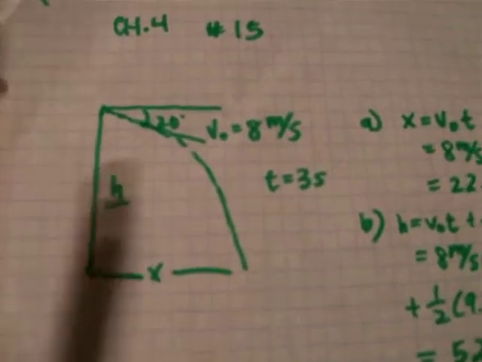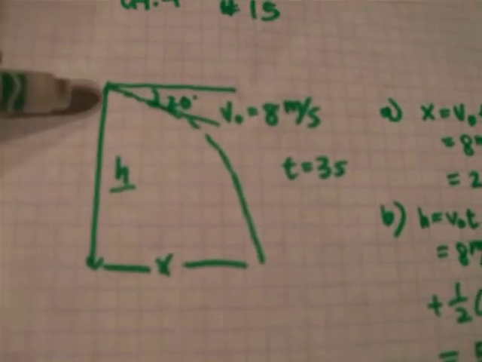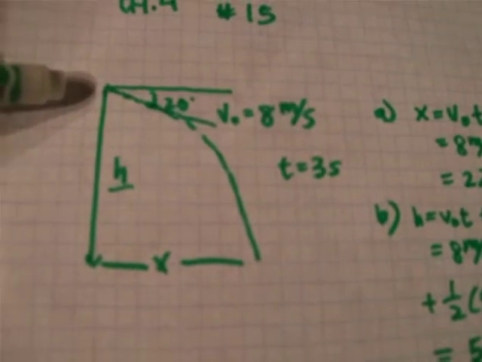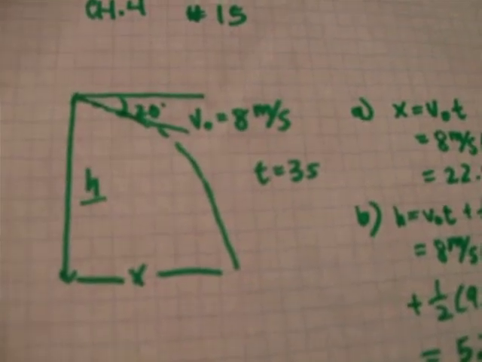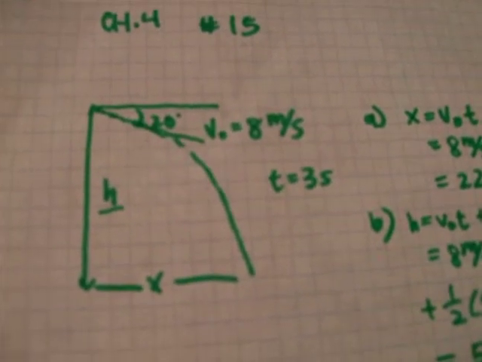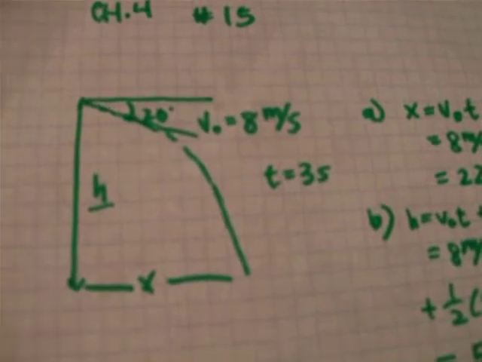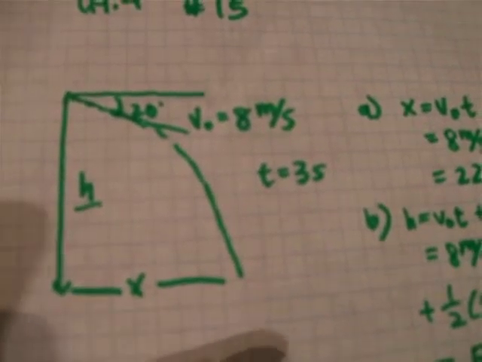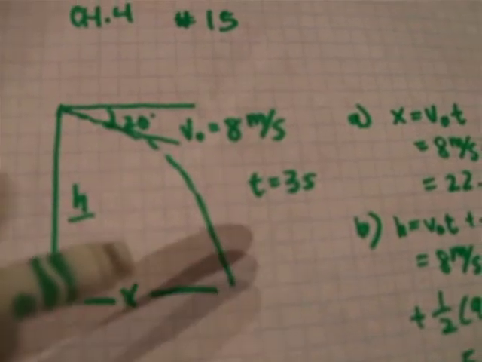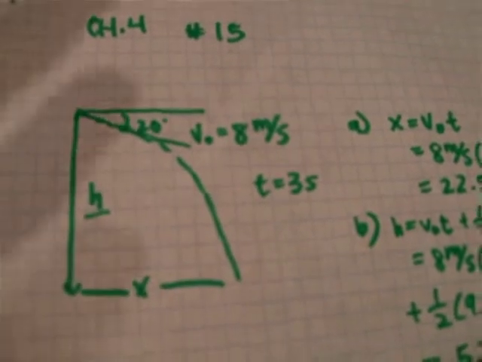And so this would be the point from which it is thrown off of, and it says it's 20 degrees below the horizontal, which I labeled, and with an initial velocity of 8 meters per second. So I labeled x as the horizontal distance it would have traveled, and the problem also gives us time, so t equals 3 seconds.